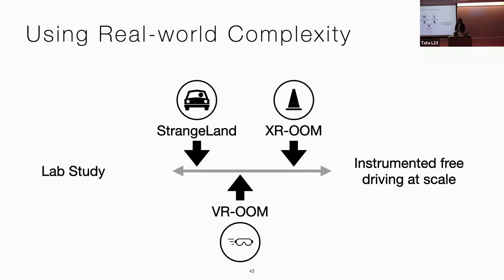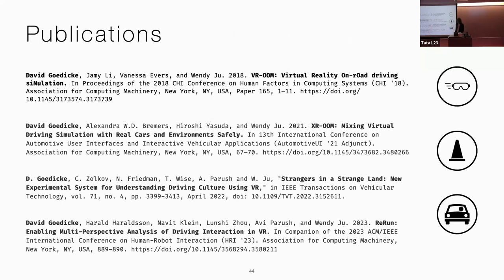This is ultimately where we ended up with the different simulators. Strangeland is much closer to a lab study. Room uses a lot of the real world elements, but still retains the ability to construct the scenarios by visually replacing the field of view of the participant. XR room is very close to the instrumented world by just changing small elements. All of this work was already published in different conferences from CHI to AutoUI and journals.